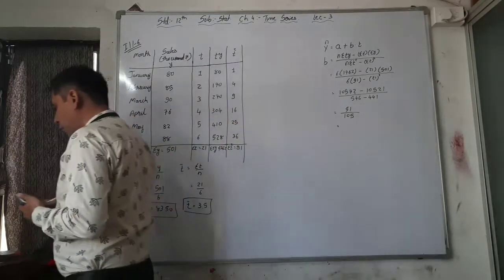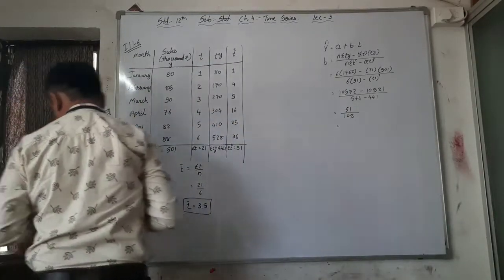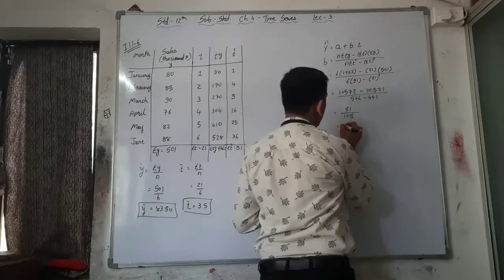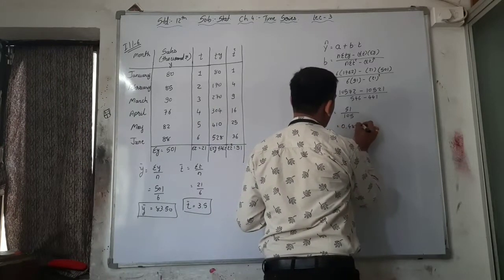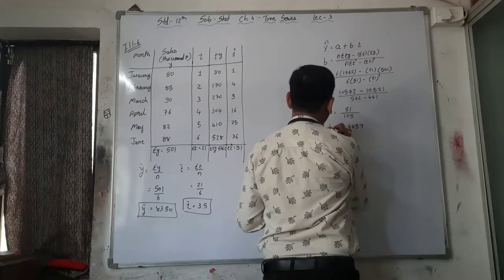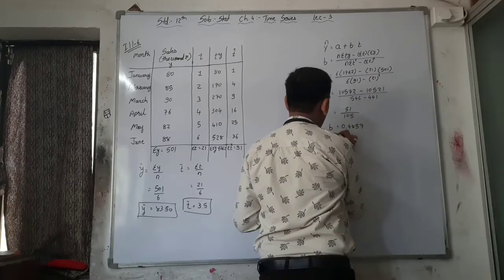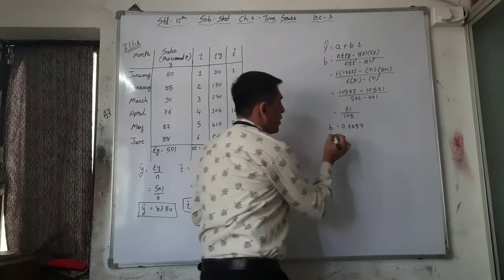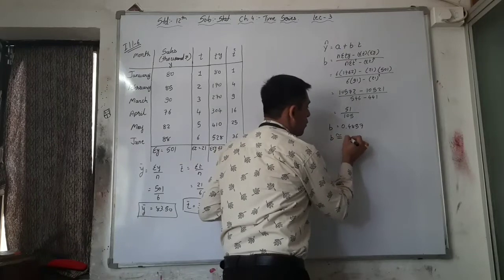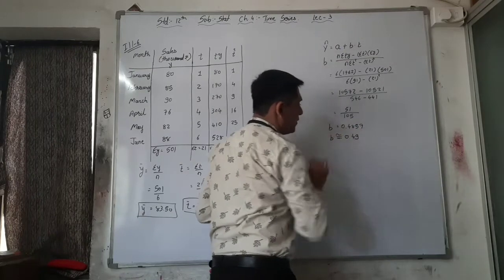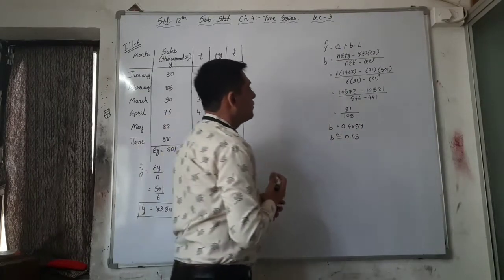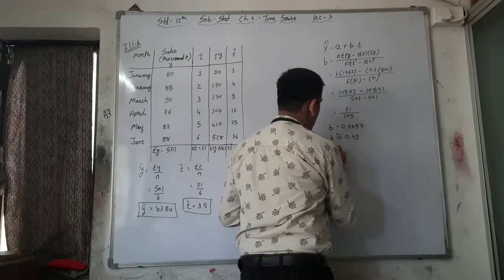So the value of B is equal to 0.4857. So the approximate value of B is equal to 0.49. See, it is 0.49. Now we will find out the value of A.